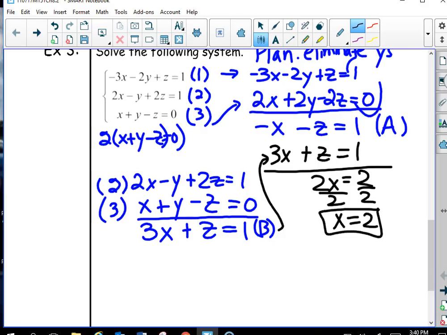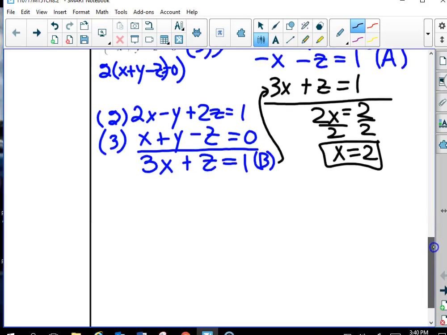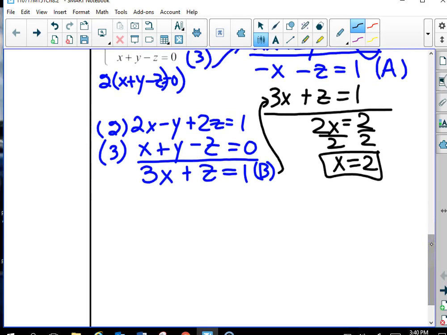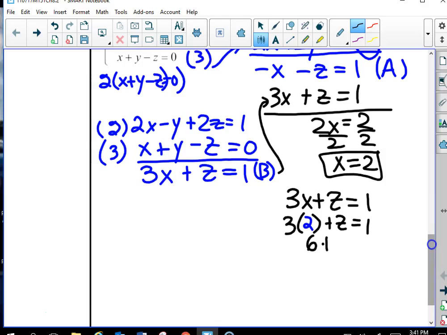Now I start backing my way through my work to solve for the other two variables. For example, I'm going to go back to just the previous equation and solve for z. Either one of my previous equations, A or B. I'm going to use B because my variables are positive. That 2 I've already figured out, so I get 6 plus z equals 1. Finish solving. Looks like z equals negative 5.